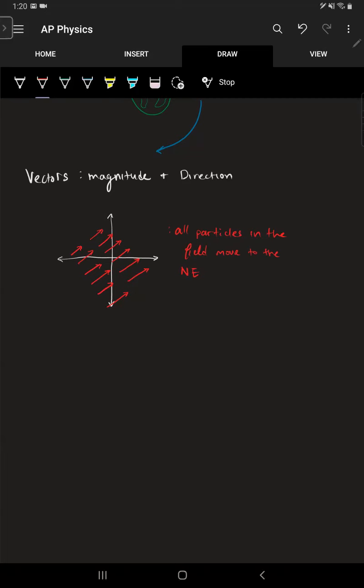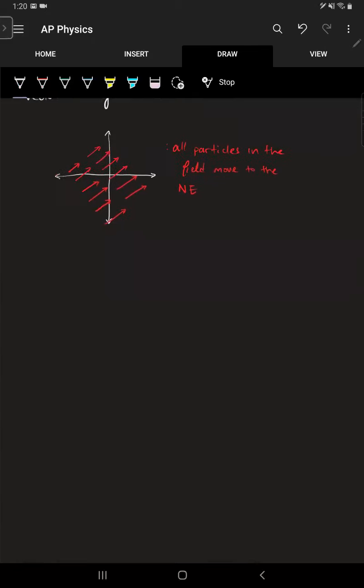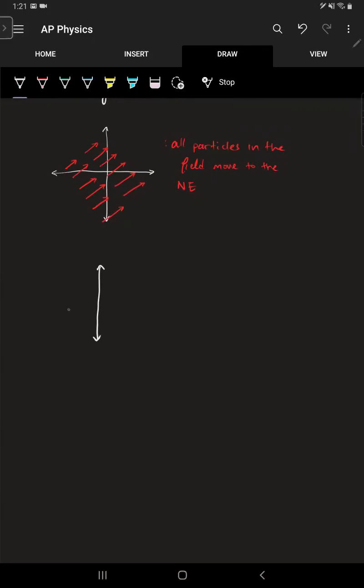Well, that's pretty simple, right? Well, where can it get more complicated? A vector field can also have curved vector lines, like so. As you can see here, not all the vectors are pointing in the same direction. Now they're moving in a circle, right? And this vector field is saying that any particle that exists in the vector field will move in a circular pattern, right?